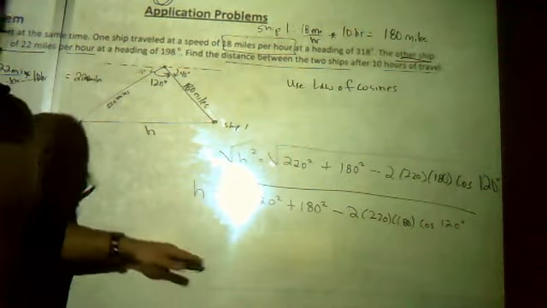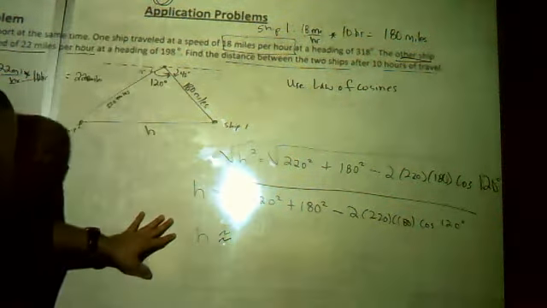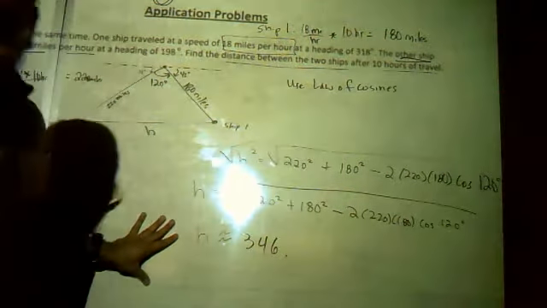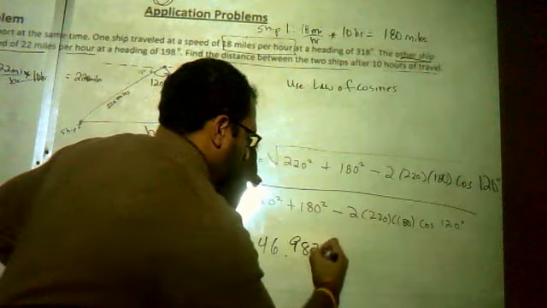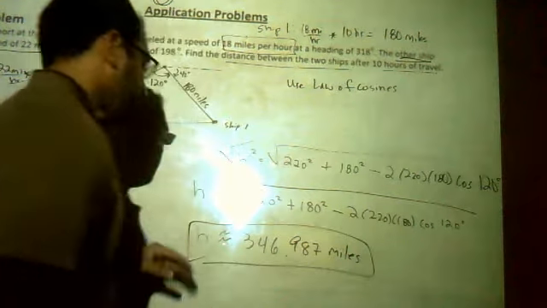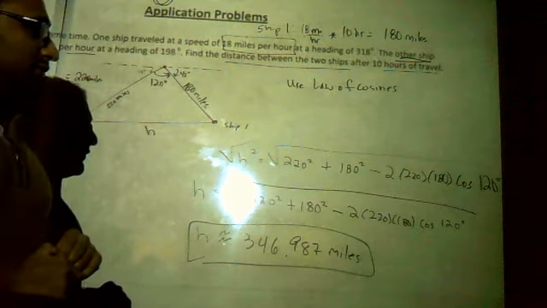The answer that you will end up getting is that h is approximately 346.987 miles. That is the distance that the two ships are approximately away from each other. Remember, we're rounding to 3 decimal places.